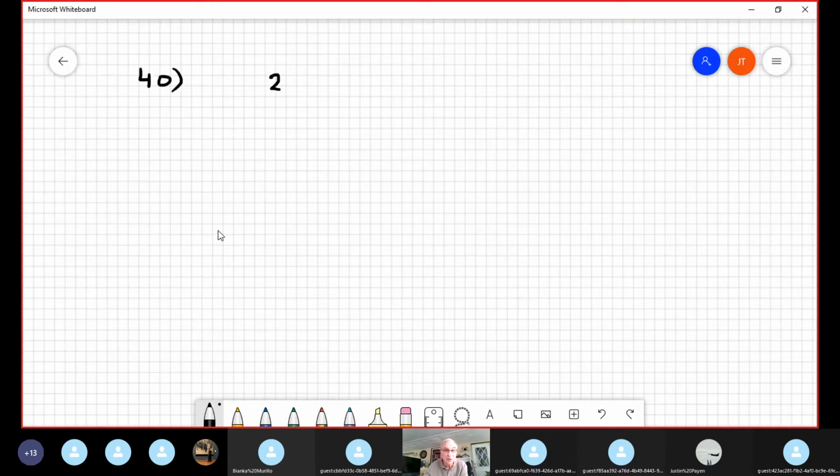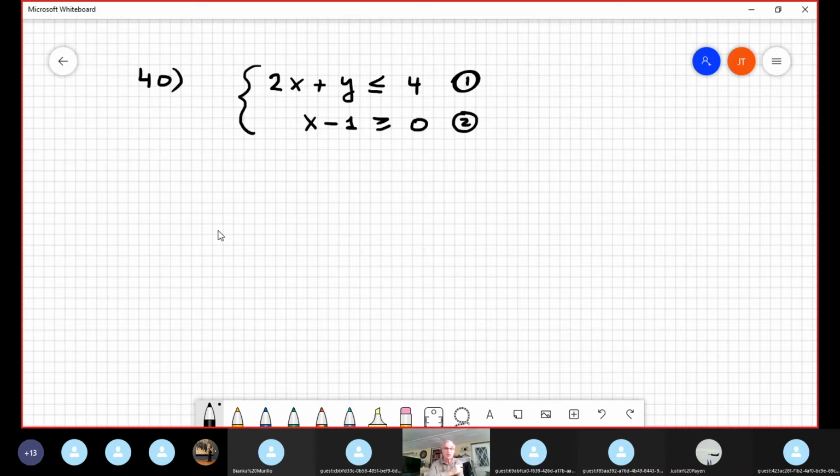40 is the system of inequalities: x plus y less than or equal to 4, inequality number 1, and x minus 1 greater than or equal to 0, inequality number 2. This is my system. Okay, is everyone connecting with the example that we are doing or no? You can see that we have 4 choices to select: option A, B, C, and D. Okay, let's do it by hand. And after, I will try to do it using decimals to verify that we are doing okay.